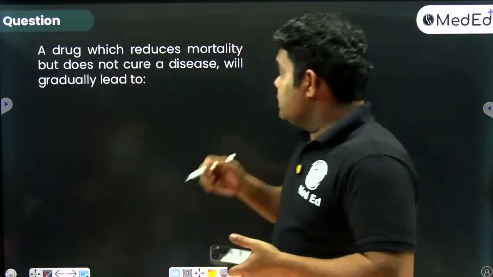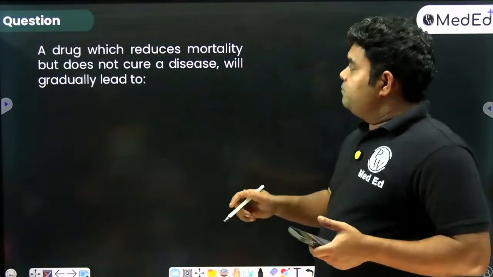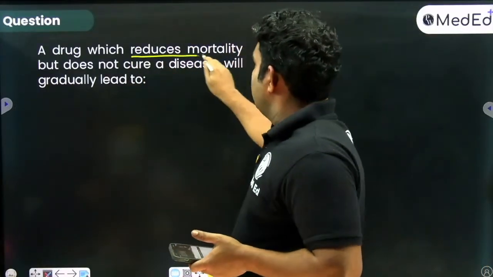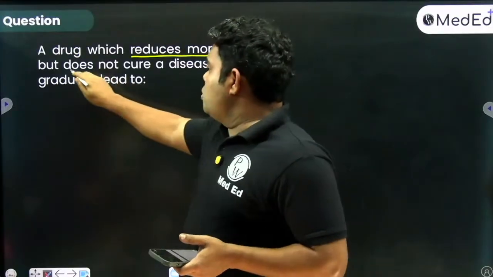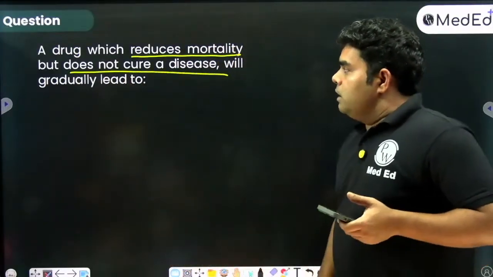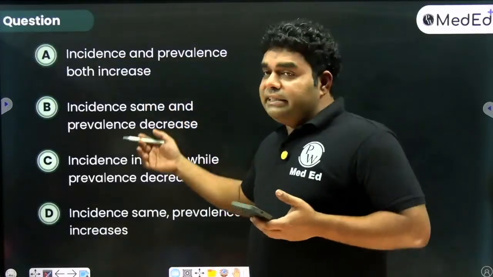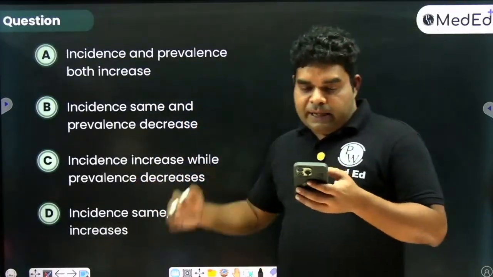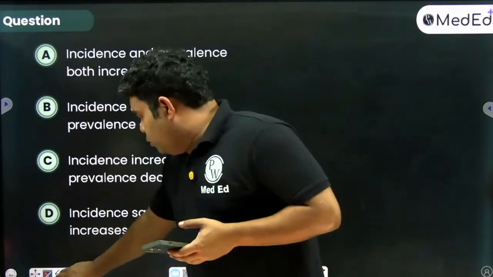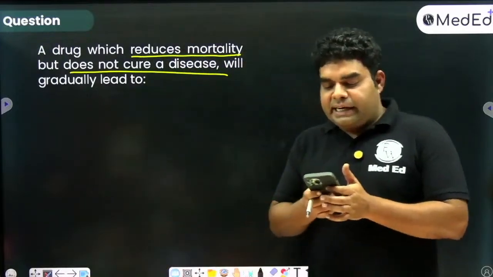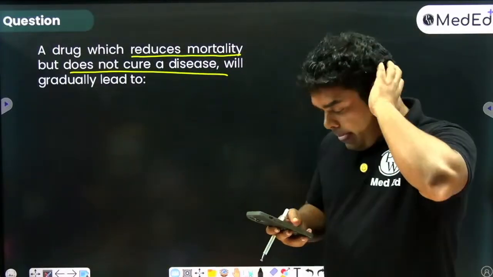So the next question is: there is a drug which reduces the death but does not cure the disease. So what will be its effect on incidence and what will be its effect on prevalence? I think you must have read this question somewhere, because it is a PYQ of INI-CET, NEET, MCI, all exams.